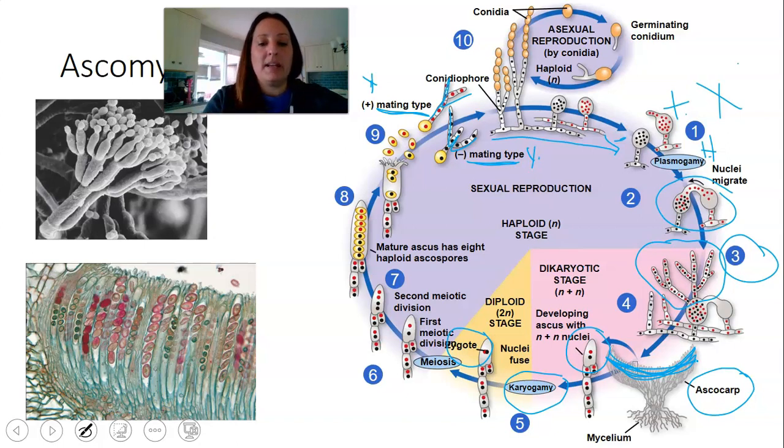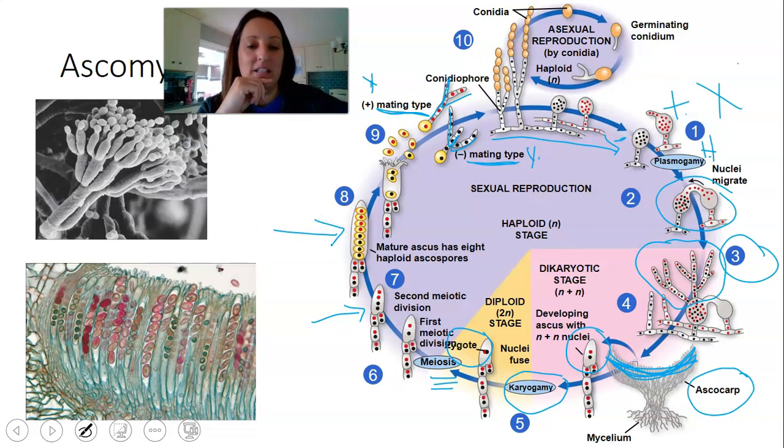What will happen next is that zygote is going to immediately undergo meiosis. So we have meiosis 1, then meiosis 2. We have 4 cells now that are all haploid. And then each of those 4 cells undergo a round of mitosis to give us 8 haploid ascospores. And they're going to be inside of this sac-like structure.